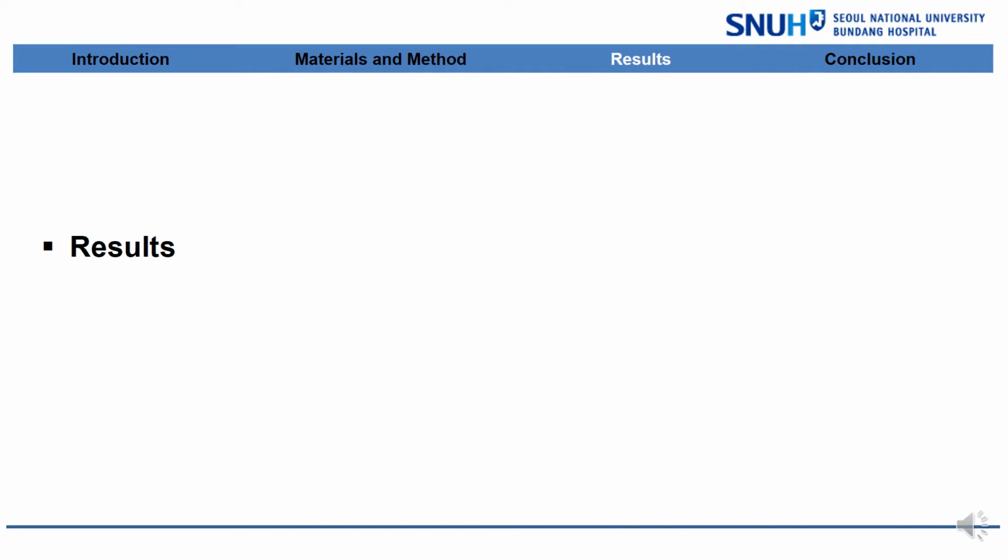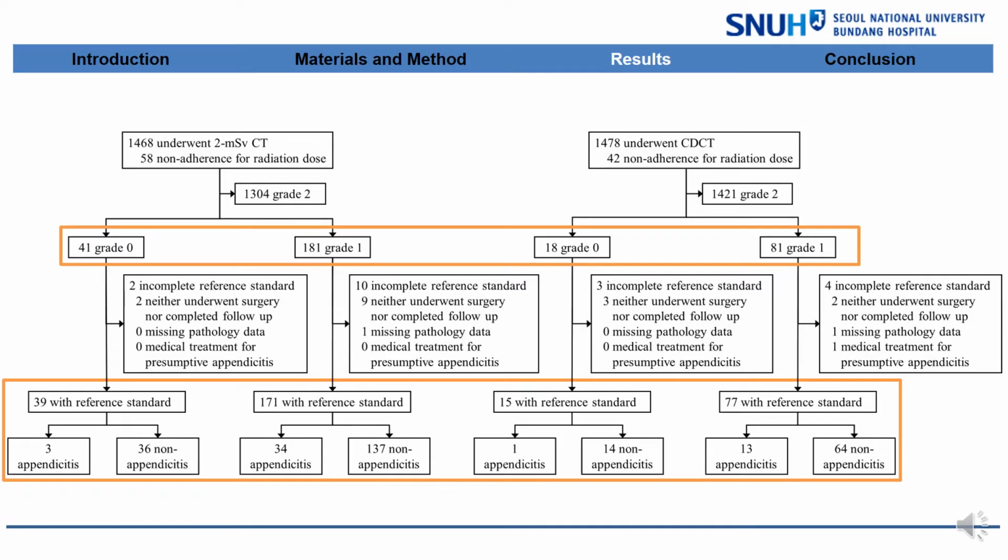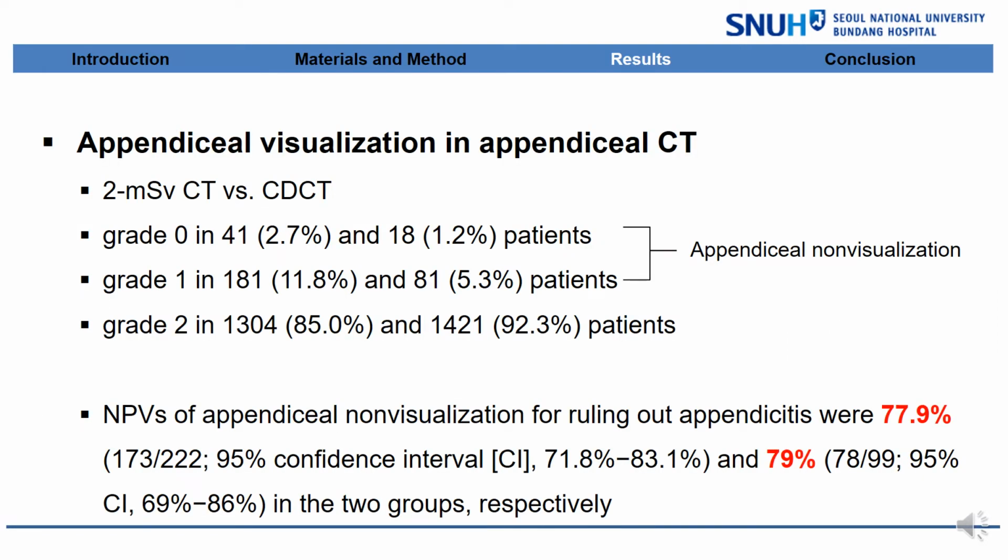We did sensitivity analysis by defining appendiceal non-visualization as only visualization grade 0. Here are the results. This is the patient diagram. The number of patients with appendiceal non-visualization was slightly more frequent in the 2 millisievert CT group than in the conventional CT group. Negative predictive value of appendiceal non-visualization for ruling out appendicitis was 78% and 79% in the two groups respectively.